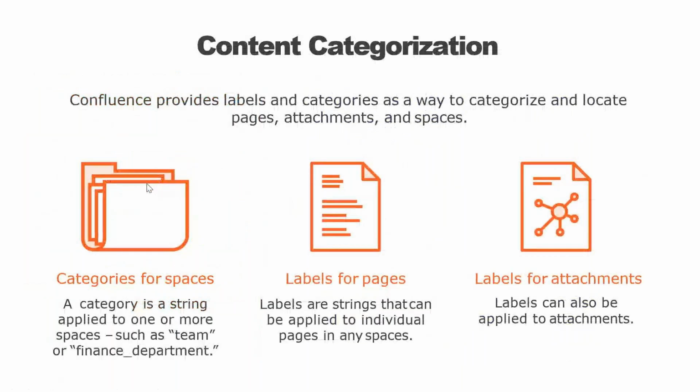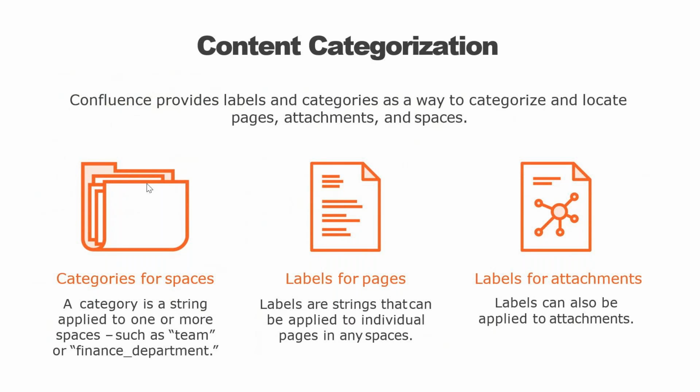Content categorization. So how do you categorize the content? You have categories for spaces first. Usually in an organization you will have hundreds of spaces, so that is categorized by categories. Pages can be categorized, but pages don't have a category, so we have to label them.